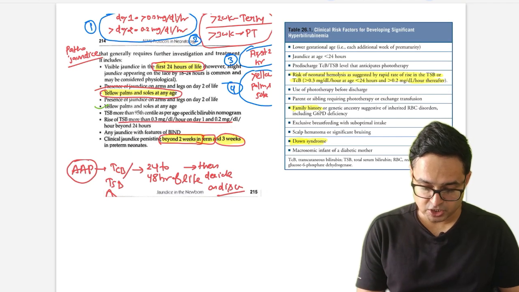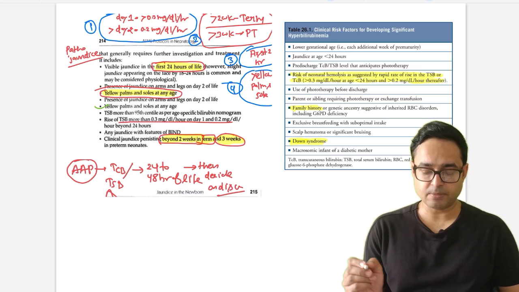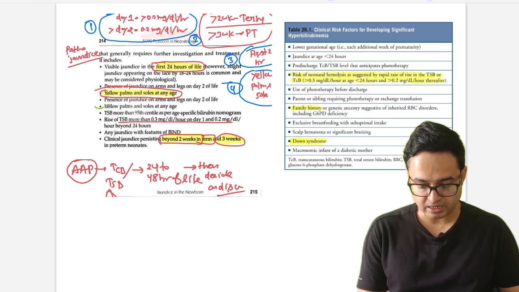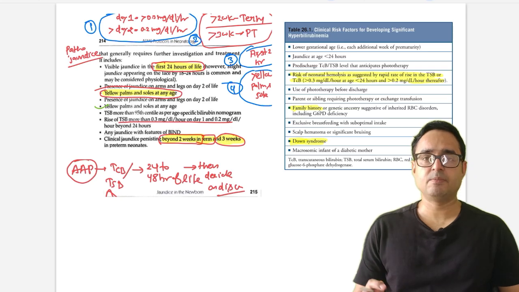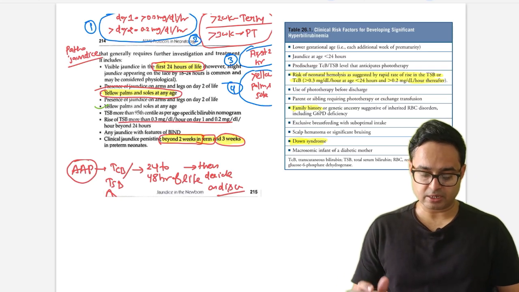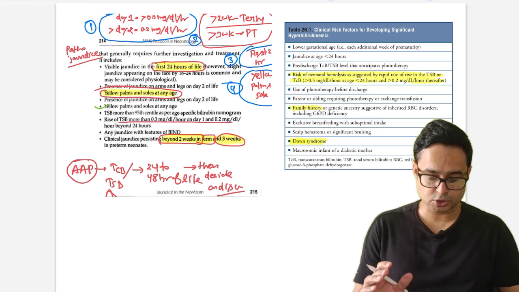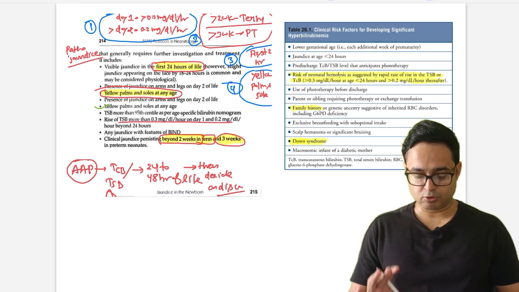If on day 1 the bilirubin is rising more than 0.3 milligram per deciliter per hour, and after day 2 if it is rising more than 0.2 milligram per deciliter per hour, it will be considered pathological jaundice. Again, a numerical based question can be asked about these values.